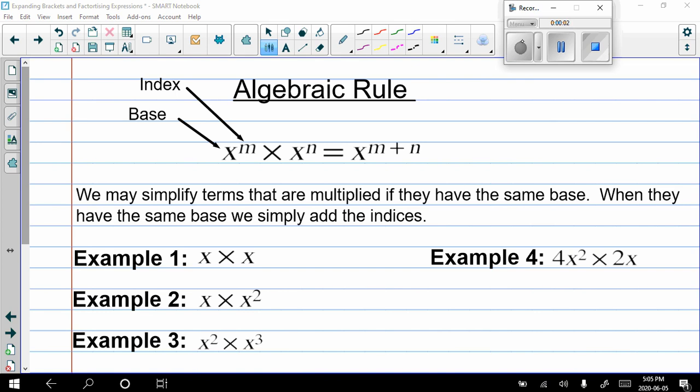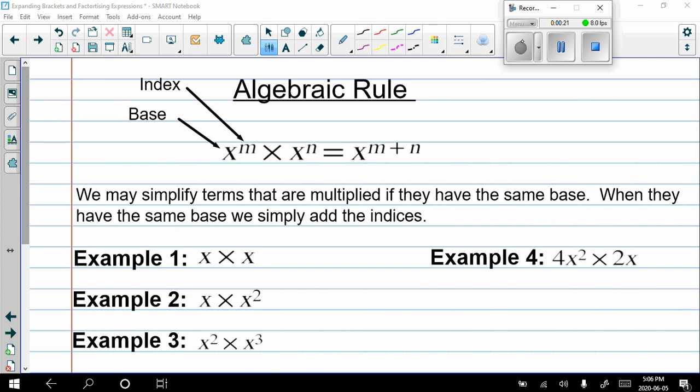Welcome to the second video of expanding brackets and factorizing expressions. We're going to start to look, well, we have to start to look at expanding brackets, single brackets, with a variable on the left-hand side. But before that, we have to actually go through some rules.